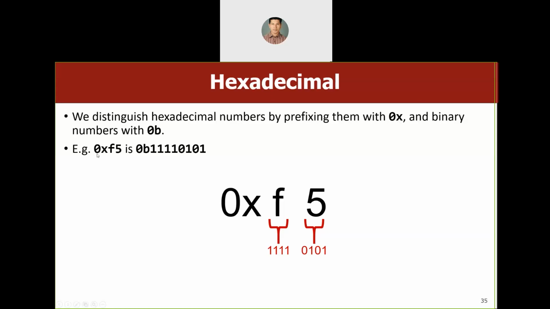So 0xF5 in binary: 5 is 0101, F is 1111. Combined together, in binary 0b it is 4 ones, 0101. Okay, understood.